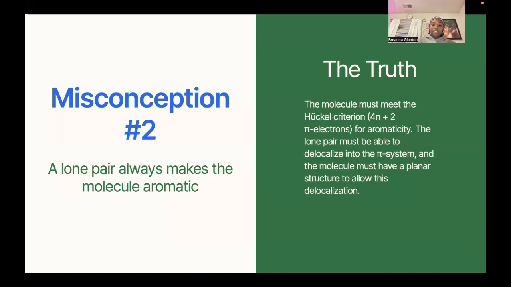The second misconception is that a lone pair always makes the molecule aromatic. This is not true. The actual truth is that the molecule must meet the Huckel rule, which is 4n plus 2, for aromaticity. The lone pair must be able to delocalize into the pi system, and the molecule must have a planar structure to allow this delocalization.